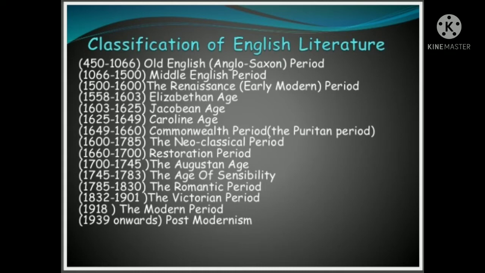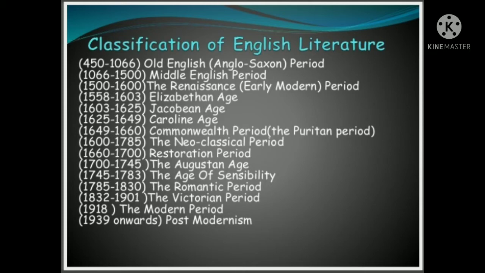1660 to 1785, the Neoclassical period. 1660 to 1700, the Restoration period. 1700 to 1745, the Augustan age. 1745 to 1783, the age of sensibility, or you can say the age of Johnson.